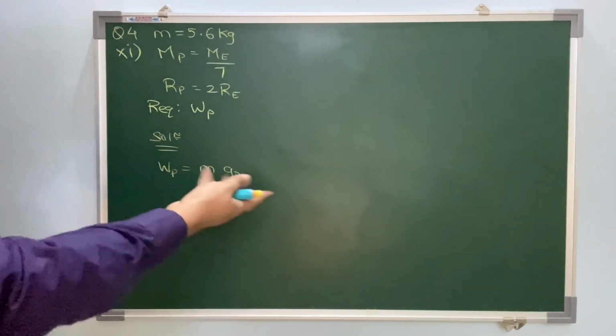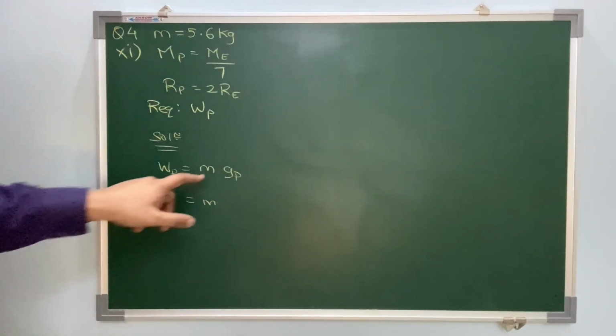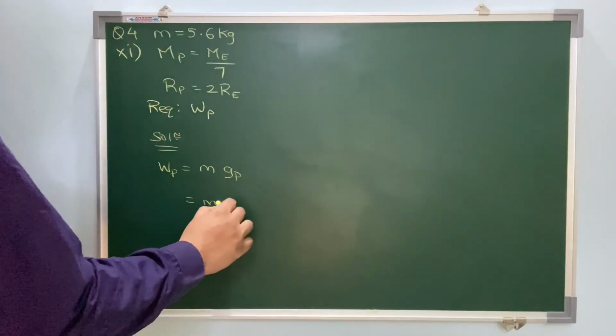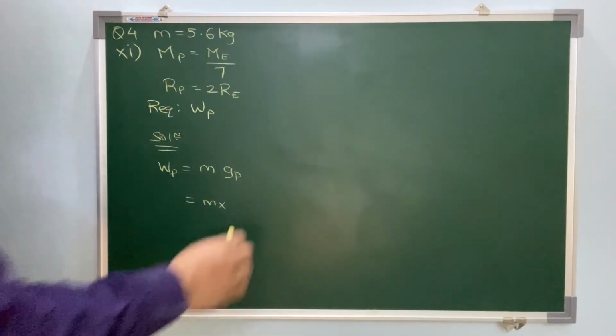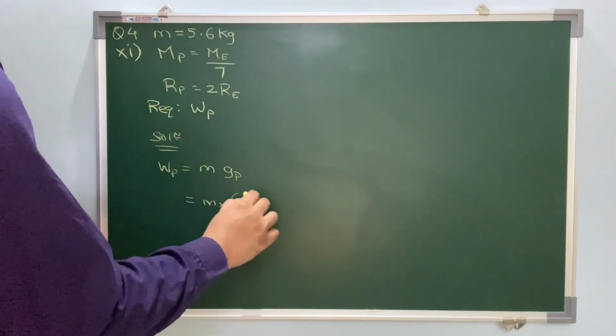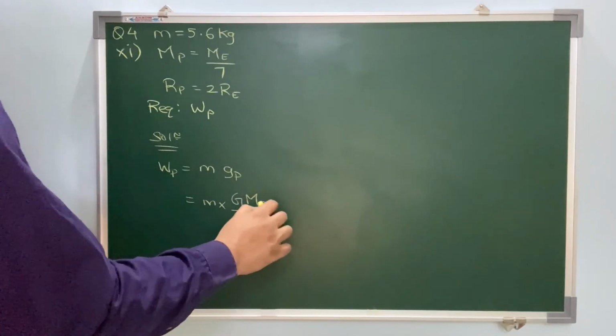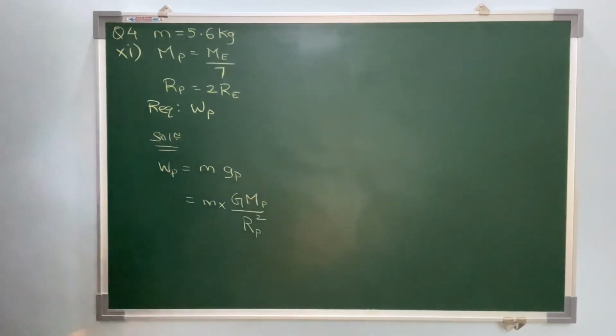So because weight is mg, whether it is on Earth, it's mg_e. If it's the planet, then it's mg_p. So how do I get g_p? We know g on any planet, the formula is capital G M by R square, but because it's for the planet, I'll say M_p by R_p square.